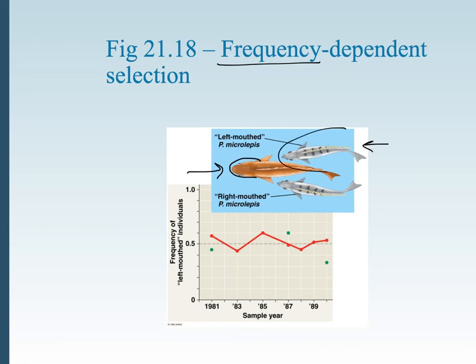So the way that this particular predator keeps them on the move is that there is a selection for the mouthedness, either being right-mouthed or left-mouthed, in the population. And so if you track over time what's happening with being right-mouthed or left-mouthed, you see a shift in which one is more dominant in the population. And that way, this guy never gets to learn, oh, I should always protect my right, or I should always protect my left.